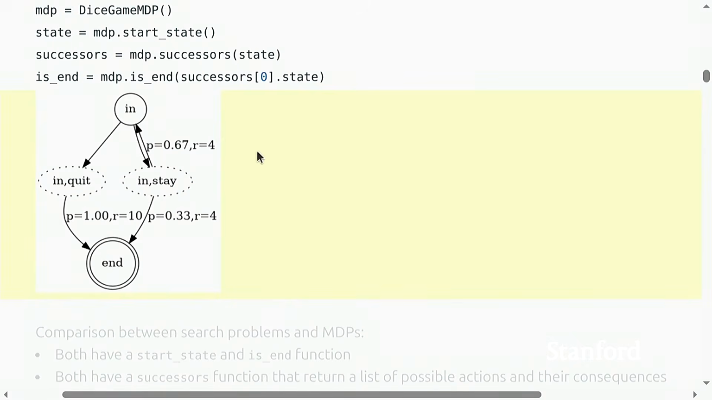And if we draw it out, this is what it looks like. So we have you're in the game, you have two decisions, two actions you can take. You can quit, in which case with probability 1, you get a reward of 10, you end up in end. If you decide to stay, then with probability 1/3, you end up in end, pick up a reward of 4. And with 2/3, you pick up a reward of 4 and you go back to in.